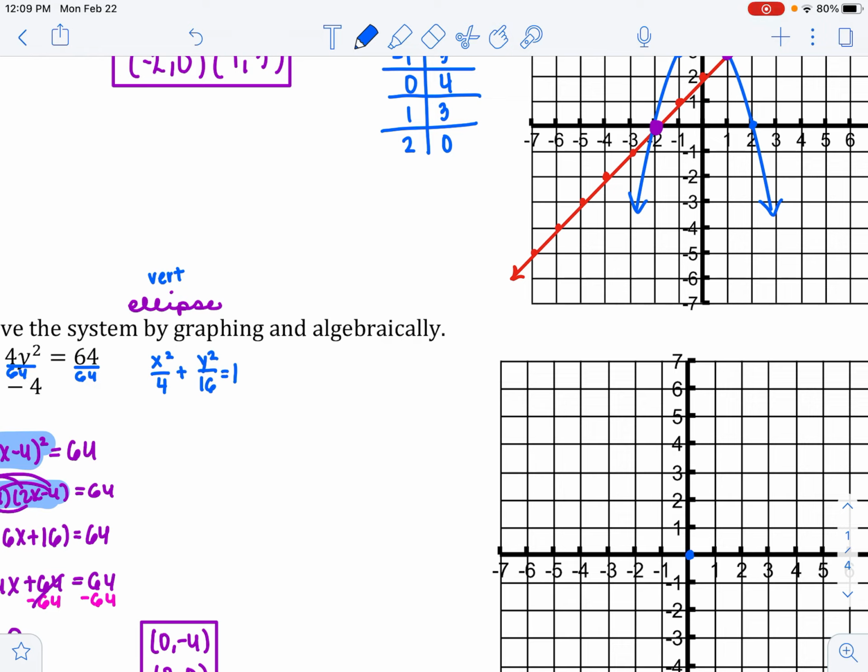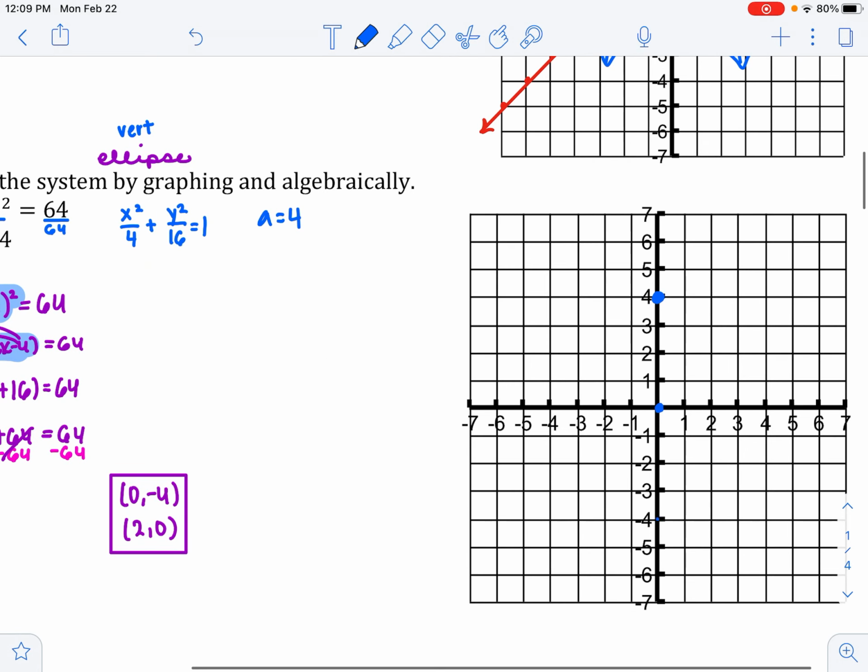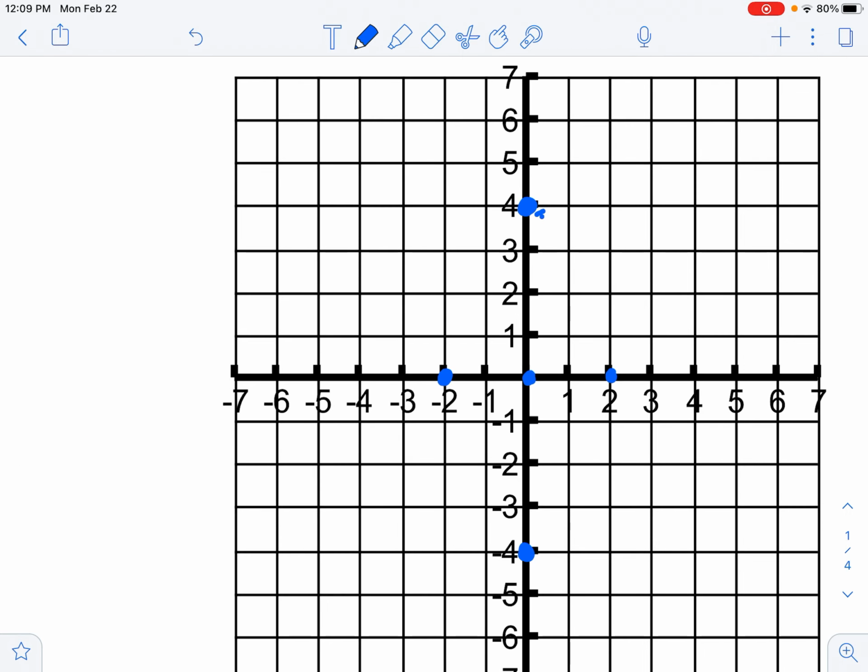And now I'm going to graph this vertical ellipse. I'm going to graph the center, 0, 0. Since it's vertical, I know a squared is 16, so a is 4. So I'm going to go vertically up 4 and down 4. Then I know b squared is 4, so b is 2. So I'm going to go left 2 and right 2. And then I'm going to connect these 4 points to make my ellipse.